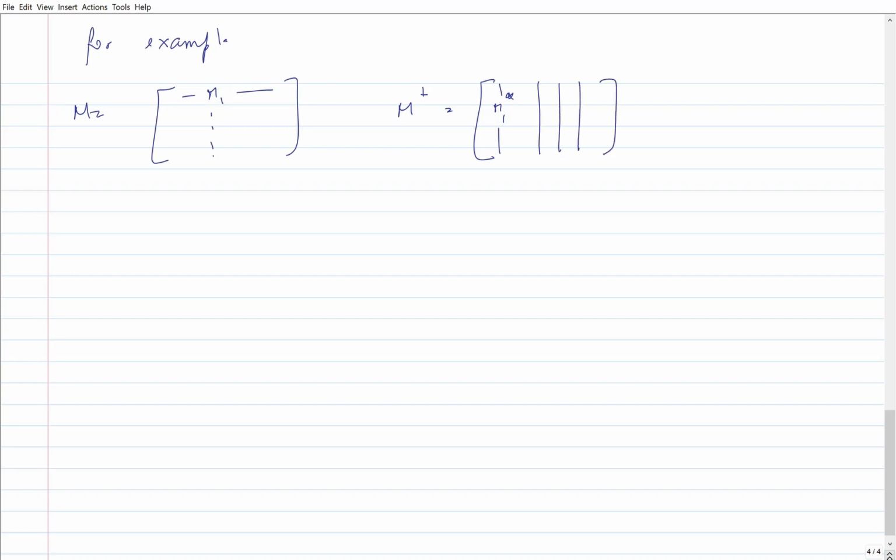Now, how is it useful? Well, for example, we can write M in the form of rows, let's say R1, then M dagger shows up as R1 star, the columns. M can also be written in terms of columns.